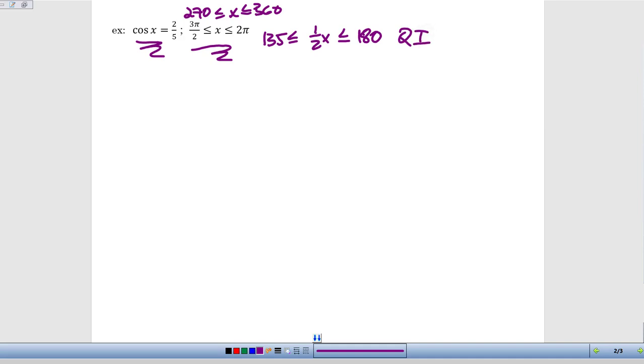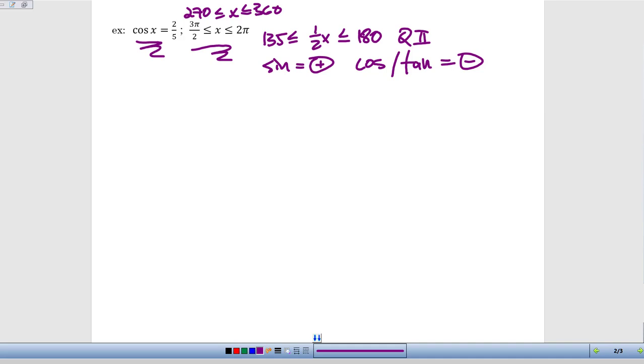Now if we're in quadrant 2, from our All Students Take Calculus mnemonic device, we know that sine is going to be positive, but cosine and tangent are both going to be negative. So in the case of the sine and cosine half angle formulas, we have to choose. That's what the plus or minus in front of the square root symbol means. It's not that the answer is plus or minus, but we have to choose whether it's positive or negative.